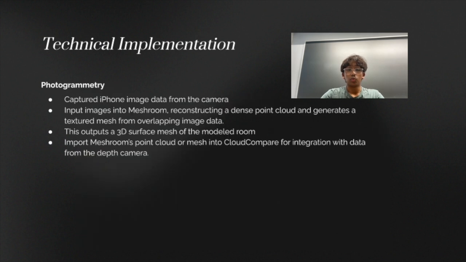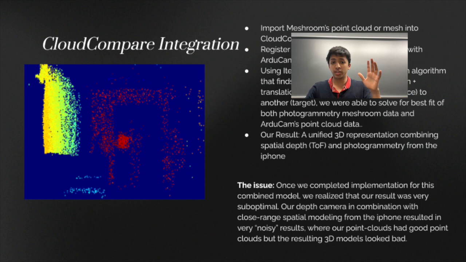The second input stream, we captured the iPhone data, put the images in Meshroom, which would output a 3D surface mesh, and we would either import the Meshroom point cloud or the CloudCompare mesh into an integration with the data from the depth camera. So we used the Arducam's data, imported that into Meshroom, and we combined all of the data to make a 3D model. Obviously, the model was way too noisy to be actually used, so we stuck to the iPhone models.